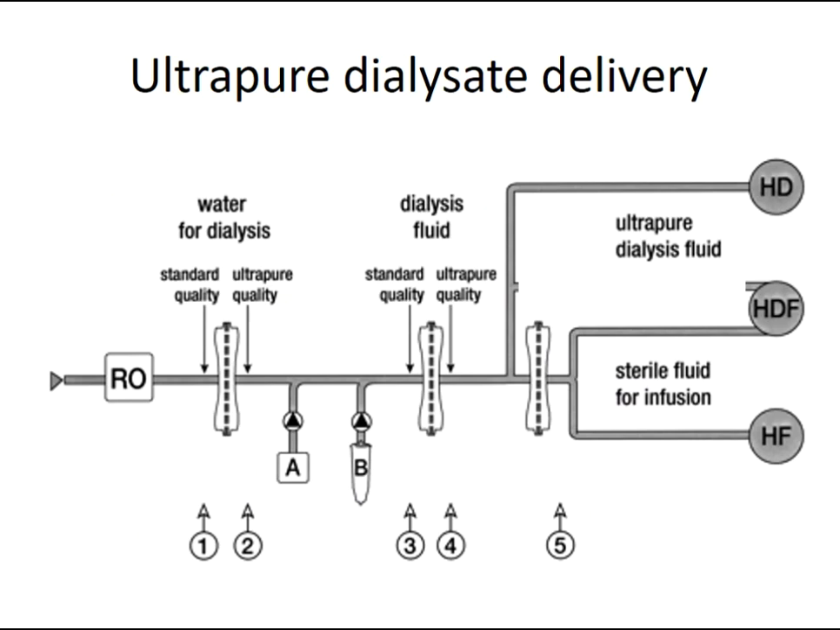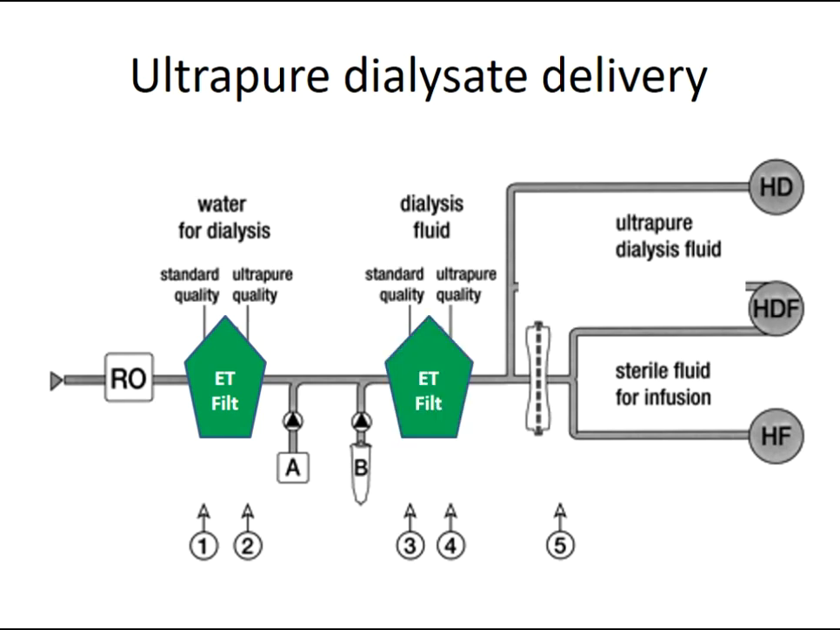Purification of the inflowing dialysate system. To produce an ultra-pure dialysate is essential when treating patients with high flux dialysis. And we have to ensure a sterile dialysate when we are using hemodiafiltration therapy. Endotoxin filters are used in this purification. At least one endotoxin filter is essential to produce ultra-pure dialysate for high flux dialysis.